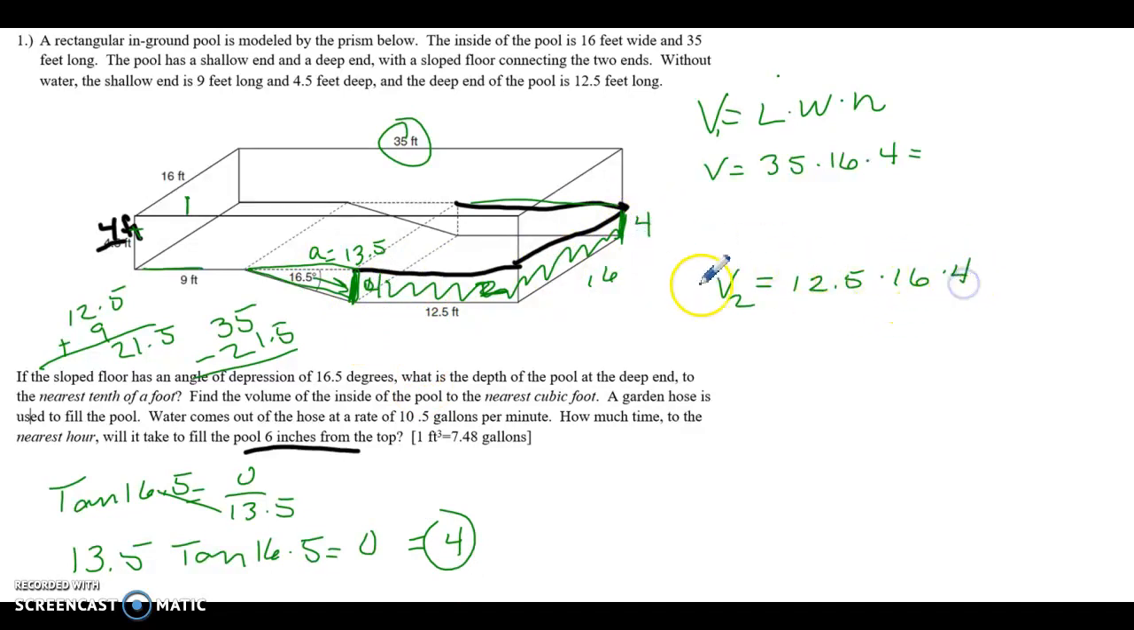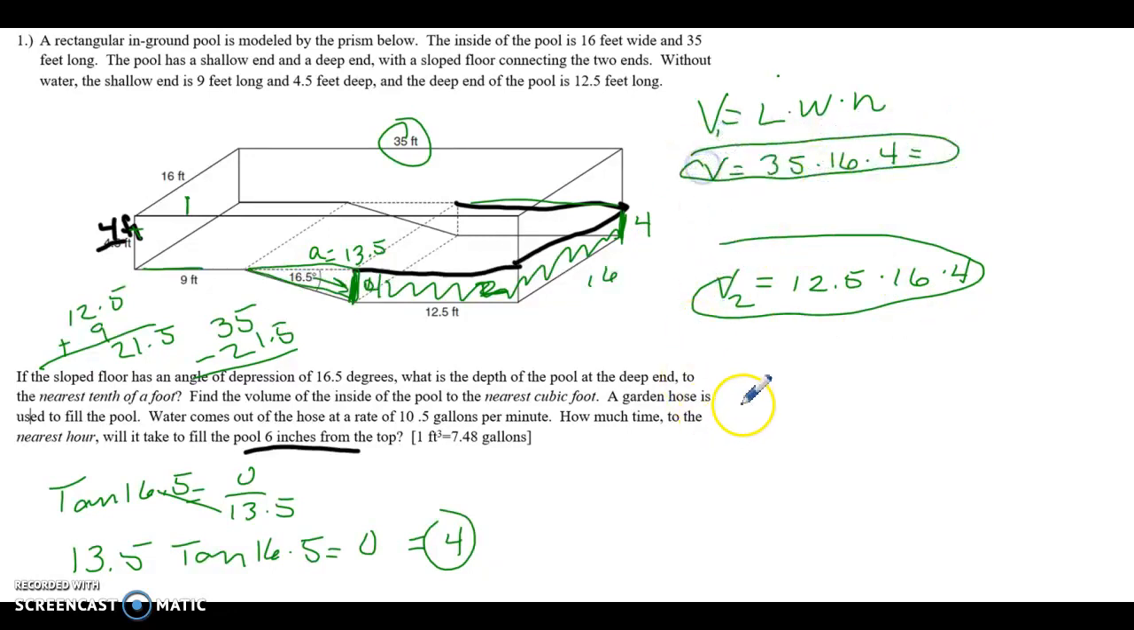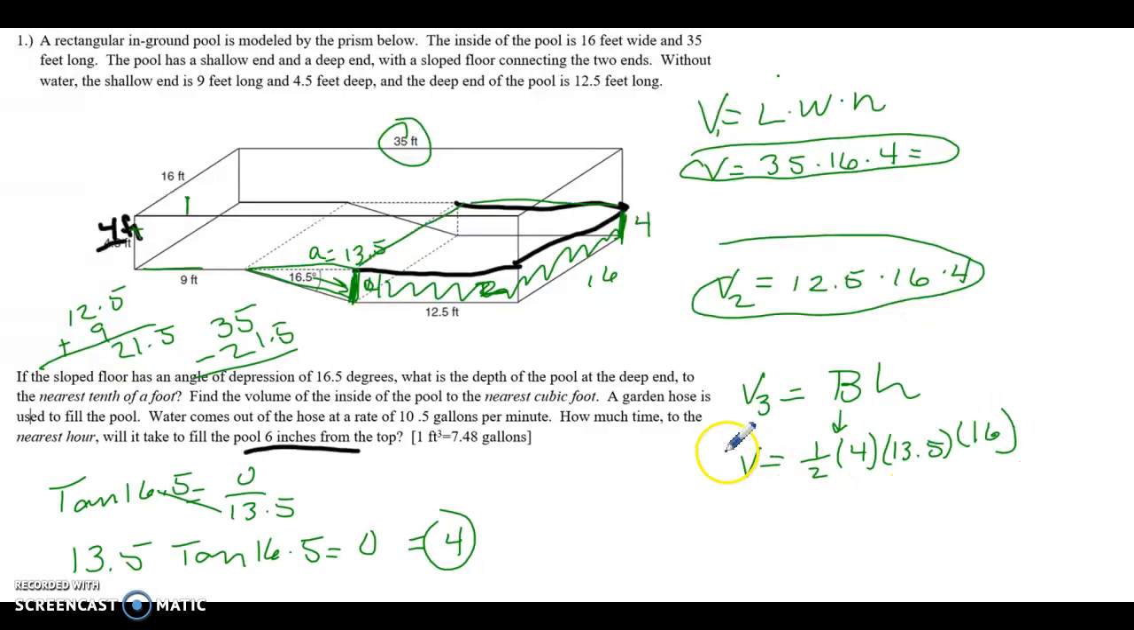So back to the volume of 2, there's my second volume, here's my first volume, and now we're going to calculate our third volume. Our third volume is this triangular prism. So we're doing big B times H. The base is a triangle, and so the area of a triangle is 1/2 base times height. Our base is going to be 4, and our height is going to be 13.5. And then times the height of the prism, which is 16. Okay, that's our third volume. So you're going to take those 3 volumes and add them together to get the total volume.